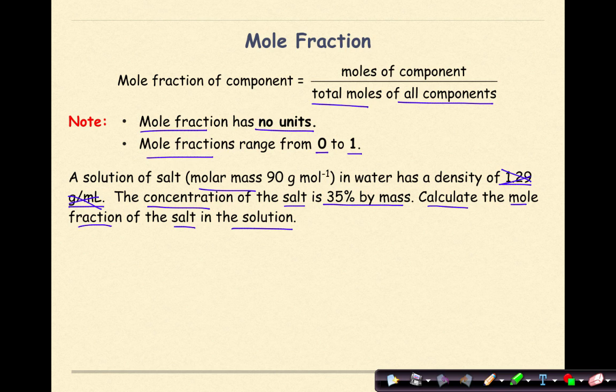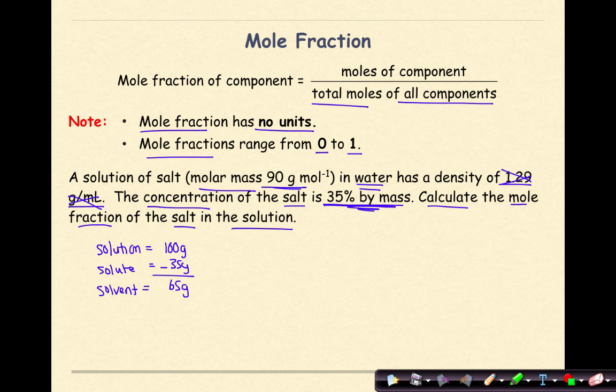The key thing here is to look at this 35% by mass. So what we're going to do is assume a 100 gram sample. So our solution here is going to equal 100 grams. Now we know that the concentration of the salt is 35% by mass, so my solute is going to equal 35 grams. And if I subtract these two, my solvent is going to equal 65 grams. And they tell me that the solvent is water.